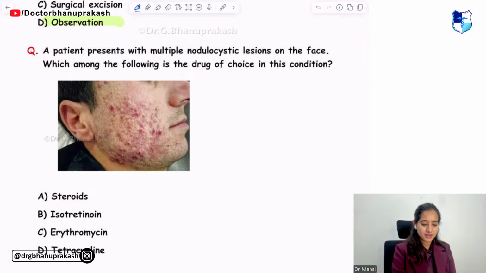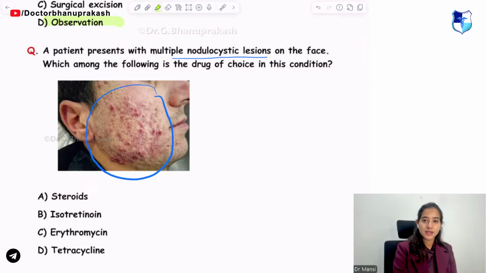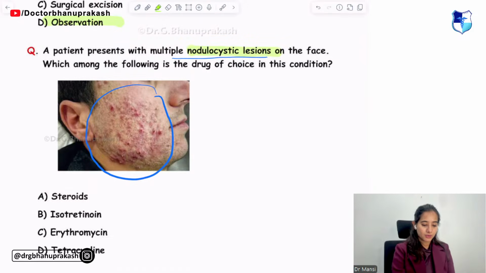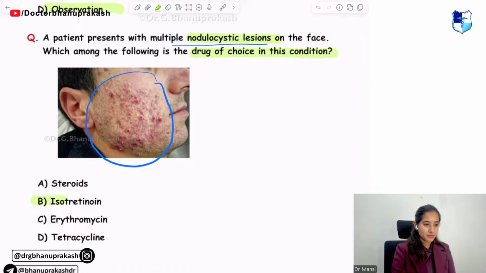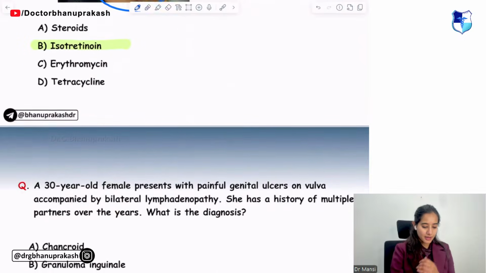A patient presented with multiple nodulocystic lesions on the face. They have already given what kind of lesion it is. Even if the image is not clear, you can crack this question. Which among the following is the drug of choice in this condition? Everyone is right: isotretinoin. A nodulocystic lesion is grade 4 acne, and the answer to this is isotretinoin.